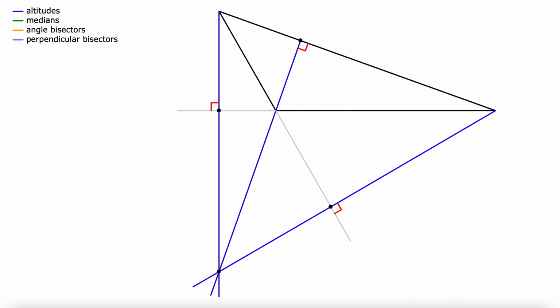An altitude is the perpendicular projection of a vertex onto the side opposite the vertex. A triangle has three altitudes, which intersect at a single point called the orthocentre, typically denoted by the letter H. The orthocentre of an obtuse triangle lies outside the triangle, while the orthocentre of an acute triangle lies inside the triangle, and the orthocentre of a right triangle lies at the vertex where the right angle is located.